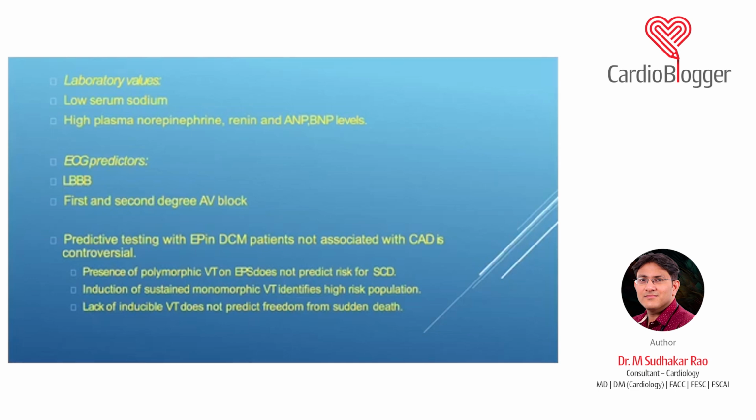ECG predictors are LBBB morphology and first or second degree AV block. So if these blocks are there, the chances of ventricular tachycardia and sudden cardiac death are high. And during the EP study, which we may not know in detail, if an inducible VT is there in a patient with dilated cardiomyopathy, they are at high risk for sudden cardiac death.